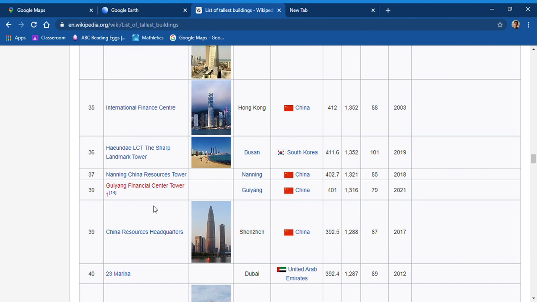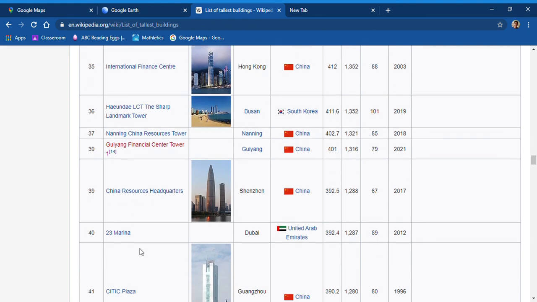Guiyang Financial Center Tower, doesn't show the picture either. Guiyang, China, 401 meters, 1,316 feet, 79 floors, 2021. Number 39, China Resources Headquarters, Shenzhen, China, 392.5 meters, 1,288 feet, 67 floors, 2017.